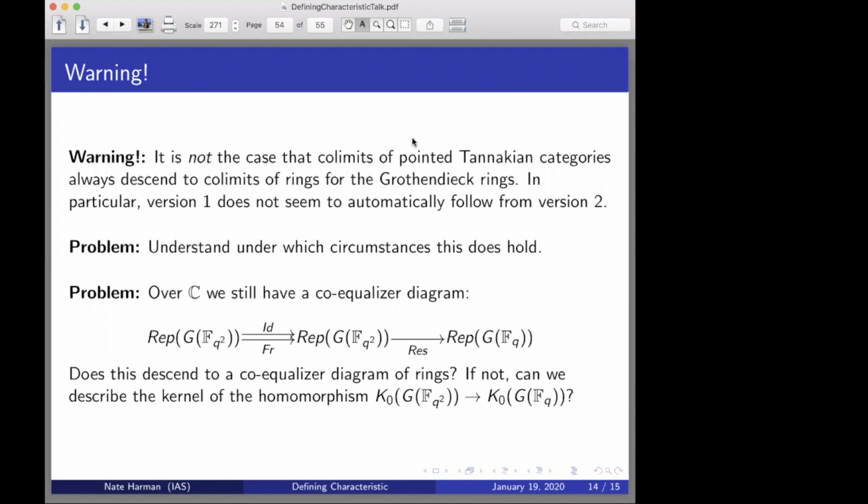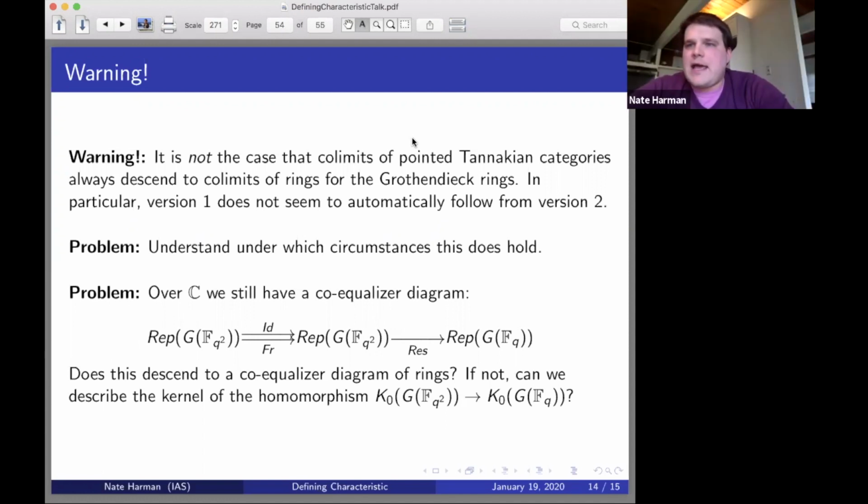And can you drop, so here you're saying the co-equalizer and Tannakian categories, so in particular you want them to be symmetric. Can you drop things like this? Like, just consider this in a bigger category? Like, I understand that this proof wouldn't work, but something.